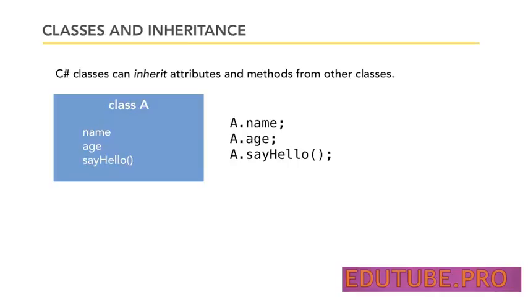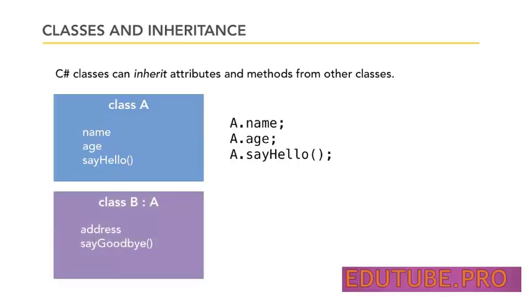So if I wanted to create a class B that inherits from class A, I would define class B, put a colon after its name, and then put the name of the class that the class inherits from. So here you can see that class B with a colon and then A means this is class B and it inherits from class A. And in class B, I've defined a couple of things. I've got another property called address and a function called say goodbye. So again, you would refer to these using standard dot notation for the class B, like b.address and b.saygoodbye.